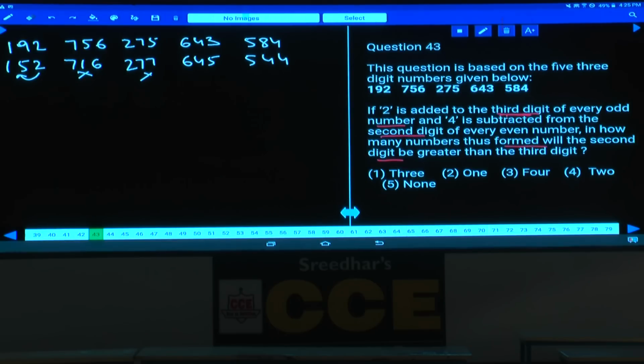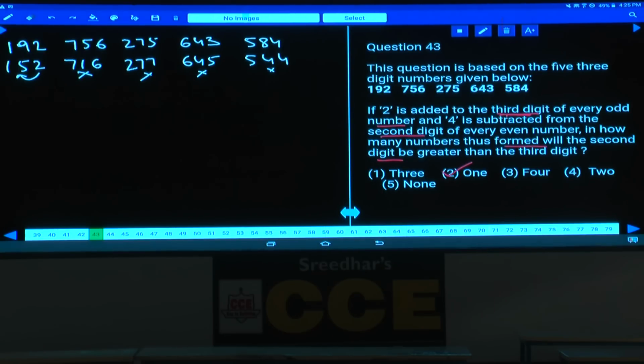Now this 4 is not greater than 5. Here this is also equal. Then tell me how many numbers are there? There is only one such number, isn't it? In how many numbers thus formed will the second digit be greater than the third digit? There is only one such. Hence question number 43, choice 4. Only one, right? Only one, that is choice 2.